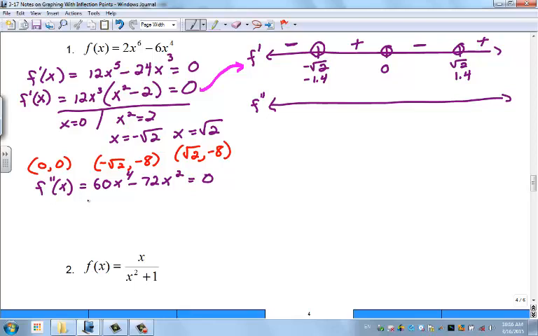Now here I can factor out a 12x squared, so f double prime of x is equal to 12x squared times x squared minus 6. Now these get ugly, I'm not going to lie about that. They get really ugly, the little equations, and you're going to get some radicals and stuff, but no big deal, you're equipped with a calculator.